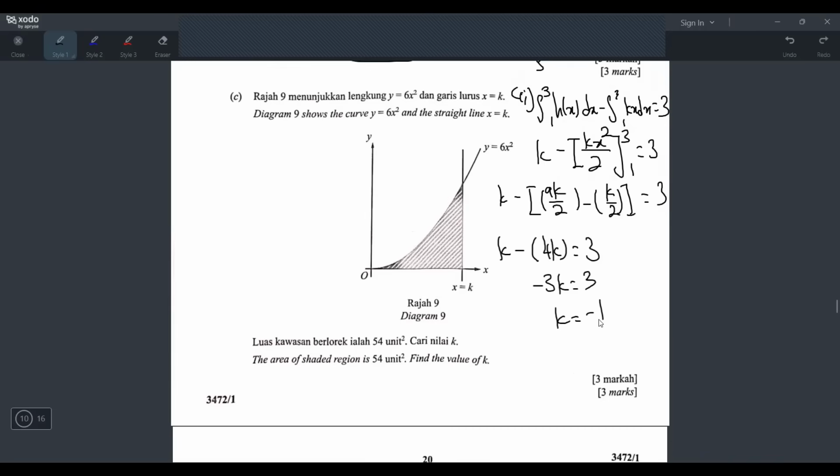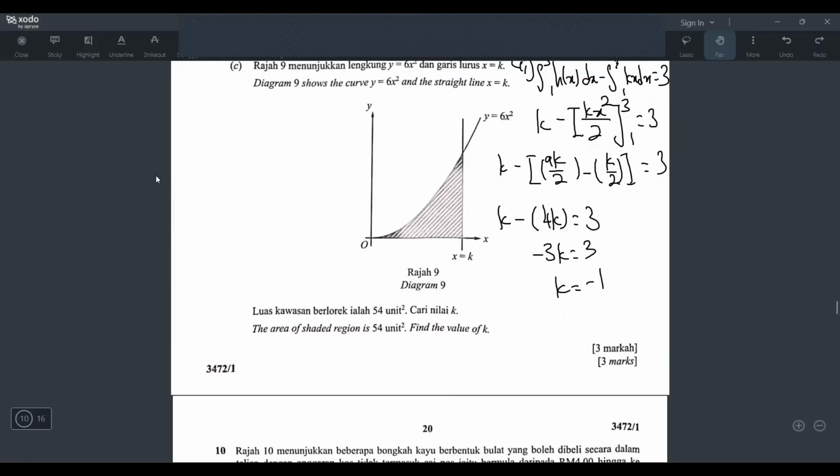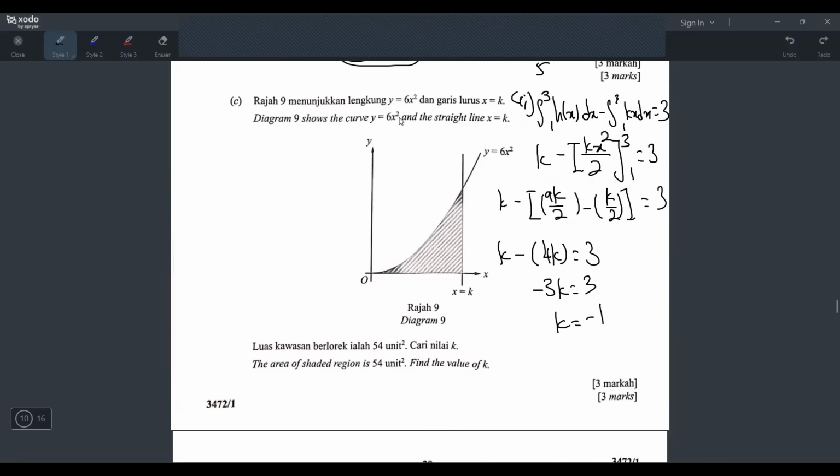Okay, done. Now we can do question C. Okay, question C, let's read. Diagram 9 shows the curve y equals 6x squared. Okay, this is the curve. And the straight line x equals k. It means that the x coordinate for this point would be k. But the y coordinate, I don't know. But if I sub inside, I'll get 6k squared, right? But it doesn't help actually, because I don't have the k value.